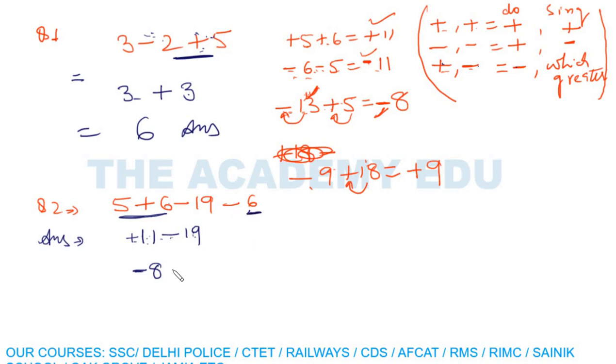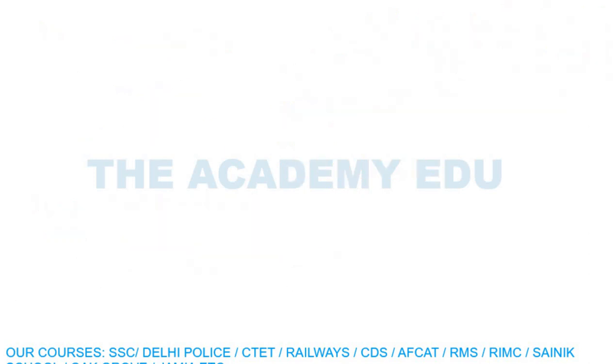Then bring this minus 6. So minus minus is plus. 8 plus 6, 14. And sign, minus minus plus, we apply a negative sign. So here is a negative sign. So this is minus 14 is the answer. Let's move to another question.